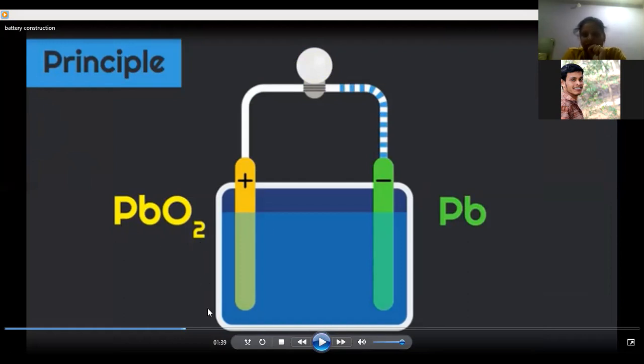Now, when you pour H2SO4 in this, the ions will get separated. It means PbO2 will react with sulfur and this Pb will react with hydrogen. All positive will come to this side and all negative will come to this side. As a result, the current starts flowing. So the battery will supply the electricity in this way.